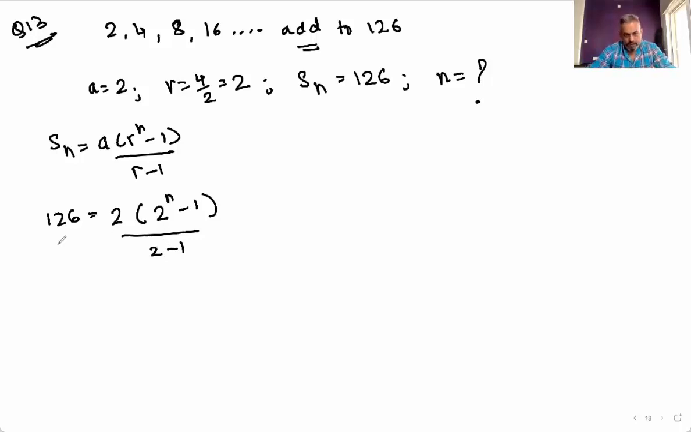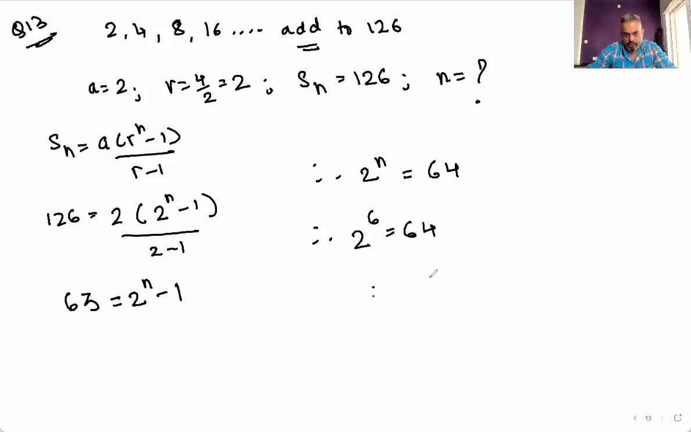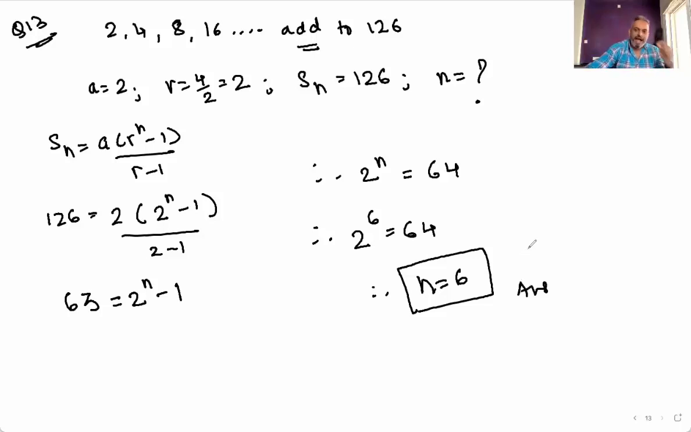So this 2 will divide. So 2 sixes are 12, 2 threes are 6, so 63 is equal to 2 raised to n minus 1. Therefore 2 raised to n is equal to 64. Therefore 2 raised to how much? So take a calculator, 2, 4, 8, 16, 32, 64. 2 raised to 6 is equal to 64. Therefore, n is equal to 6. Answer. So 6 terms will add to 126.